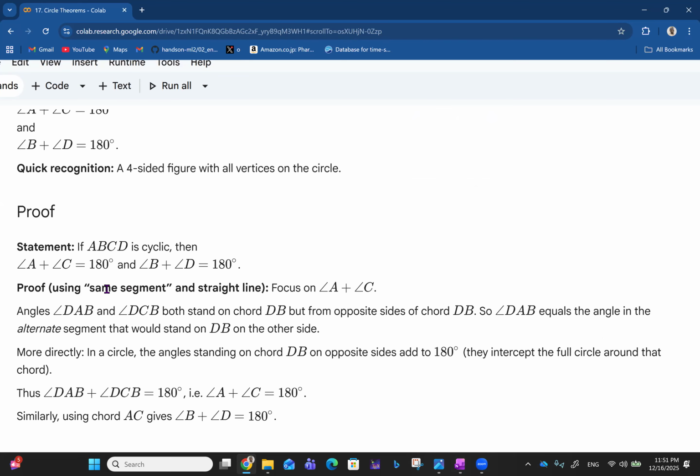So the proof is you have same segment and straight line. You can focus on angle A plus angle C. Angles DAB and DCB both stand on chord DB, but from opposite sides of the chord DB. Don't worry, I'm going to demonstrate it on the worksheet. Angle DAB equals the angle in the alternate segment on the other side of DB. More directly, in a circle, the angles standing on chord DB from opposite sides add to 180 degrees, so they intercept the full circle around that chord. Thus, angle DAB plus angle DCB is 180, such that angle A plus angle C is 180. Similarly, using chord AC gives angle B plus angle D, which is 180.